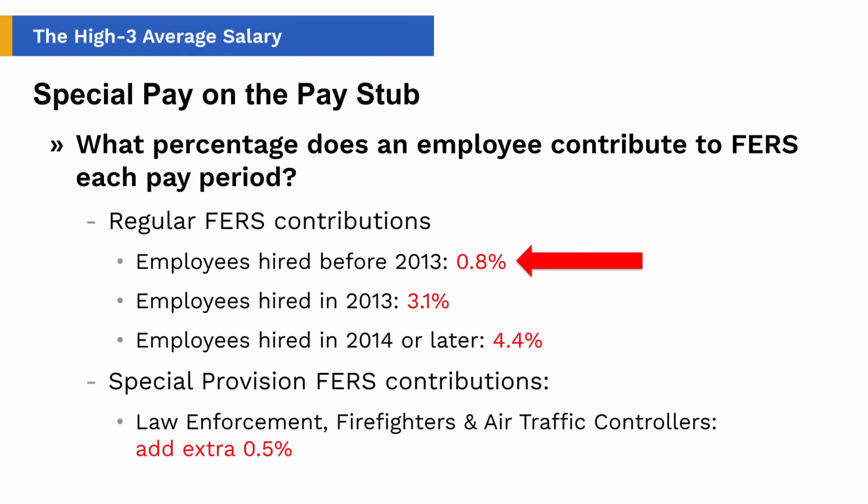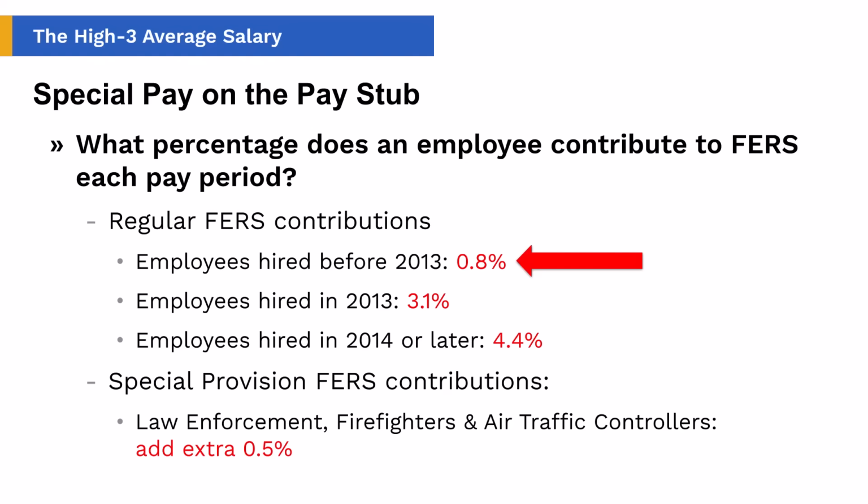Anyone hired in 2013, we're looking at 3.1% that they have to contribute, a huge wallop to FERS employees that was enacted a few years ago. And then employees hired 2014 or later, they have to contribute 4.4% into FERS every pay period. Okay, so crazy for those guys. But for the traditional FERS, hired prior to 2013, we're looking at just under 1% that you have to contribute.